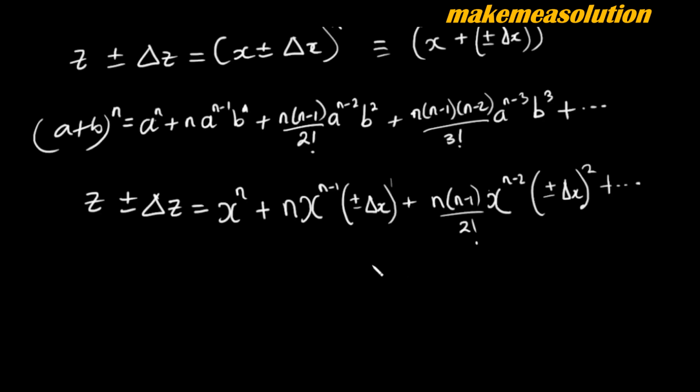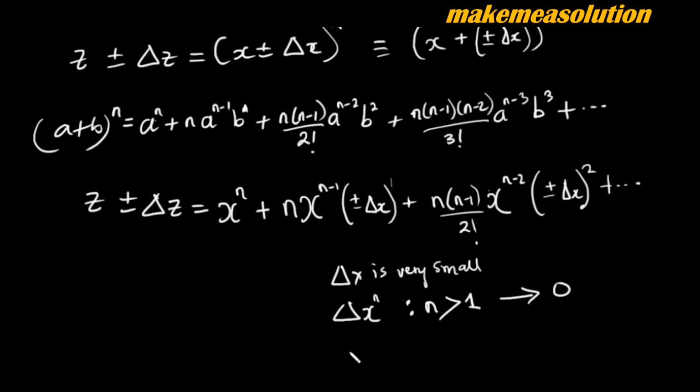Now something amazing happens. We've already learned that delta x is very small. So all the terms in delta x raised to the power of n such that n is greater than 1 will tend to 0. All the likes of delta x squared, delta x cubed, delta x to the 4 and so on are going to be very, very small, so we can neglect them. I'm going to neglect starting from this term till the end of this series. I don't care where it ends, but I'm going to neglect it.